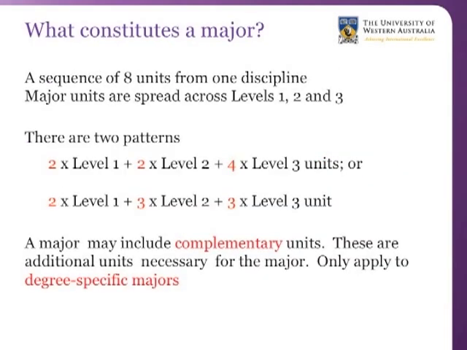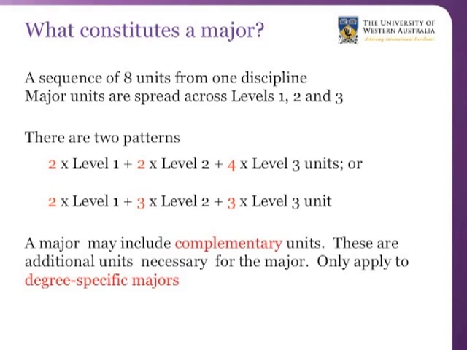What constitutes a major? It's a sequence of 8 units from one discipline or field of study. Major units are spread across levels 1, 2, and 3. And there are 2 patterns for majors. A major can be 2 level 1 units, 2 level 2 units, and 4 level 3 units. Other majors have a different pattern of 2 level 1 units, 3 level 2 units, and 3 level 3 units.